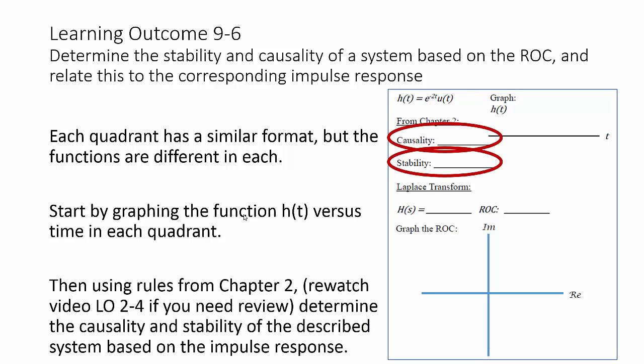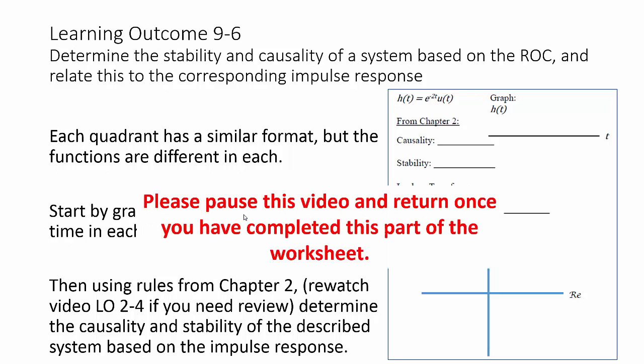Then, think back to the rules from Chapter 2 and determine the causality and stability of the system based on that impulse response h of t. Rewatch the video for LO24 if you don't remember how to do this. I hope you do remember. It wasn't that long ago. Please pause this video and return once you've completed this part of the worksheet. The discussion depends on you doing this.